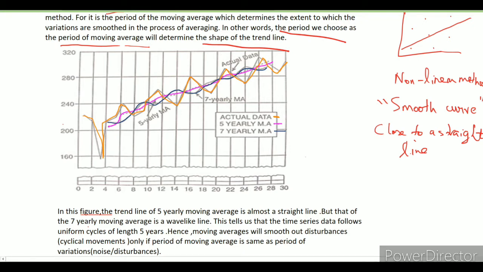And if we look here, this was your actual data. It was something like this. And remember, it's a non-linear method, this moving average method. So our aim is to find a smooth curve or something that is close to a straight line, and that will give us a close estimate of the trend values. So if we use a 5-year moving average for this data, for the actual data, a 5-year moving average from this diagram looks like this.